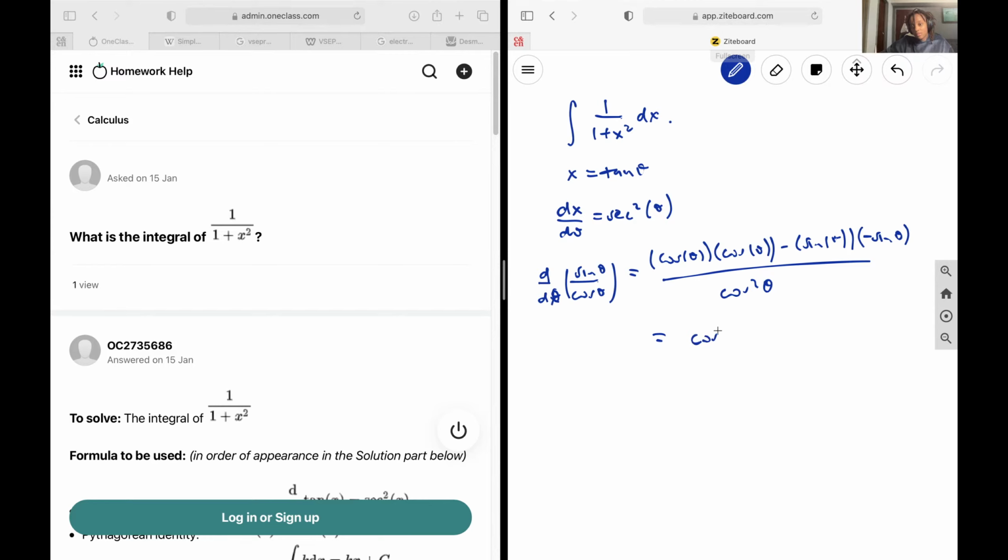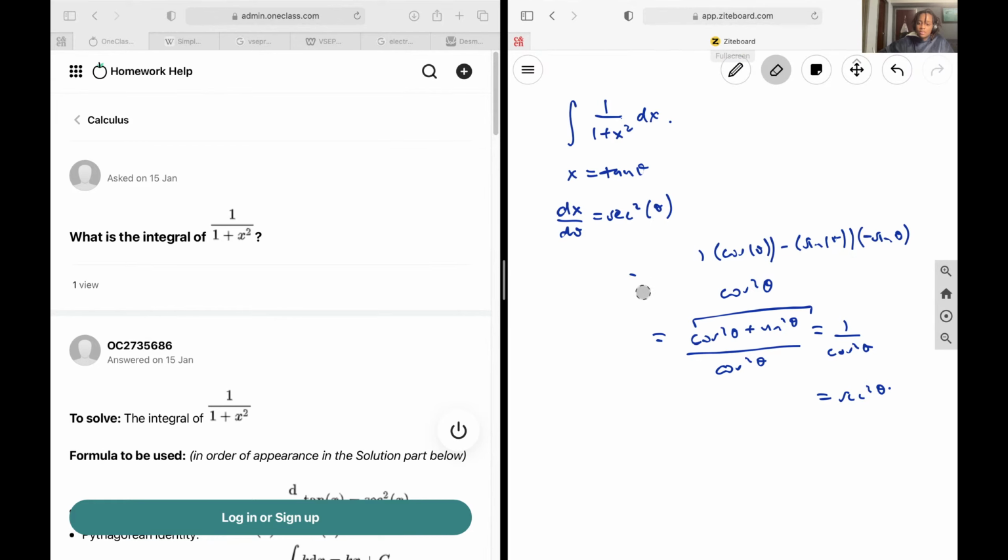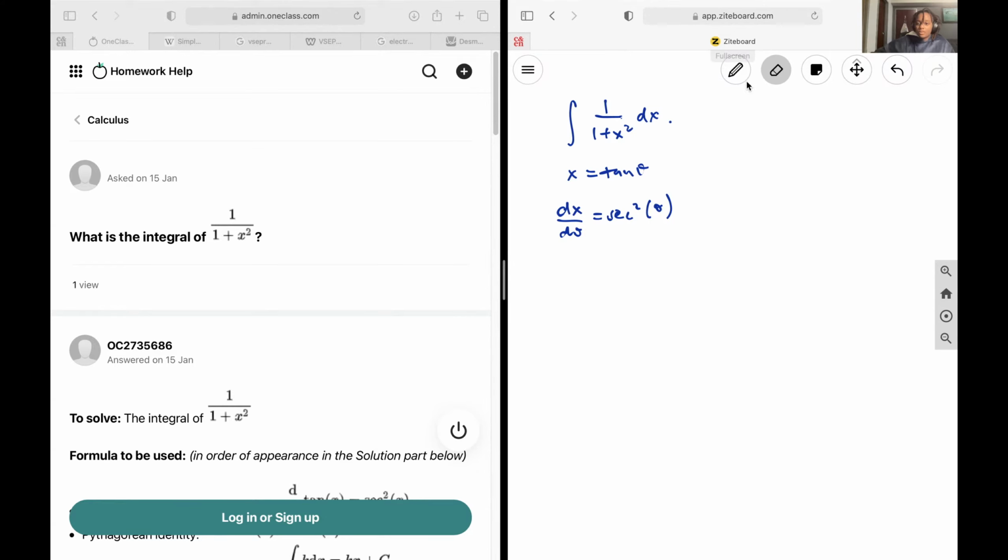This is going to give us cos squared theta plus sine squared theta over cos squared theta, which is 1 over cos squared theta because of this identity. And this is just going to be secant squared theta as shown here. And so that is correct. And so we will have that dx is equal to secant squared theta d theta.